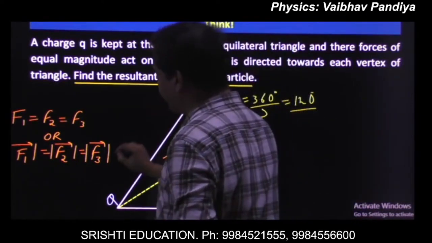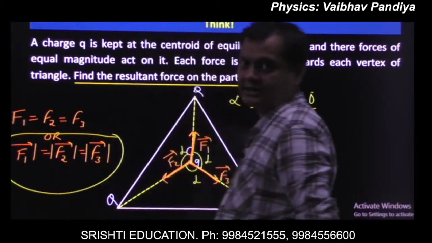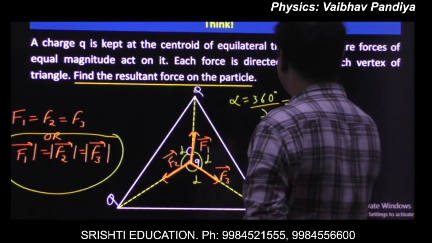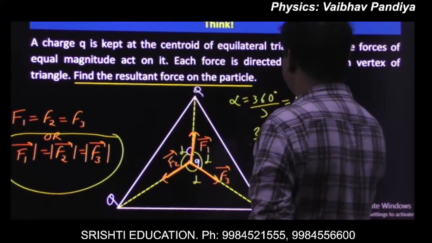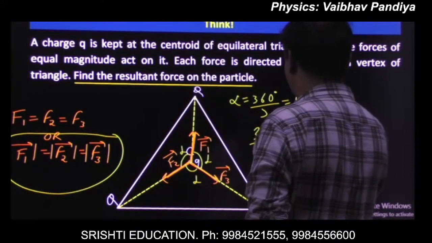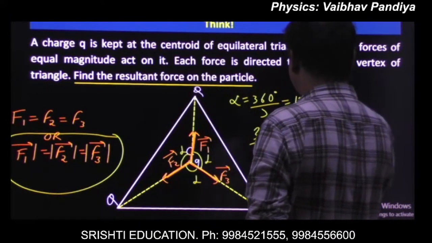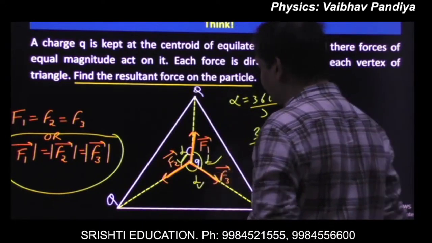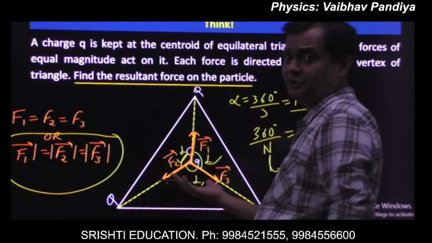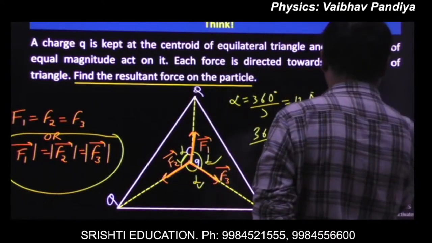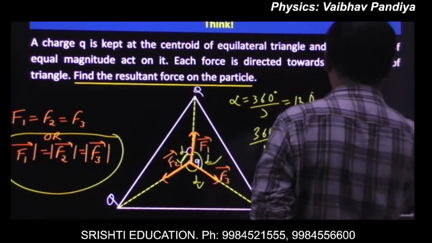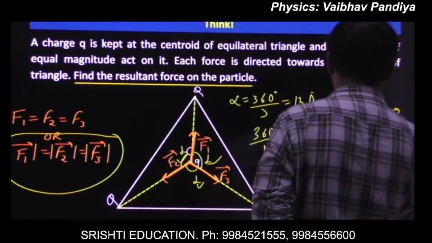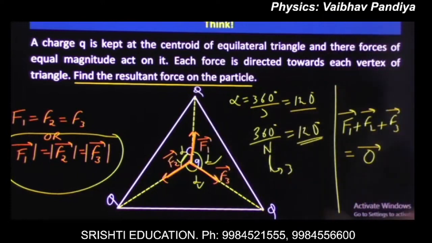The vectors are of the same magnitude. Correct? The angle between any consecutive ones is how much? 360 degrees by n. n is the number of vectors. In this case, n is how much? 3. So the angle must be 120 degrees. This condition is also fulfilled. All three angles are equal. So both the conditions are fulfilled. So what do you think? What will be the resultant of the three vectors? You will say the resultant will be a zero vector, correct? The resultant will be a zero vector.